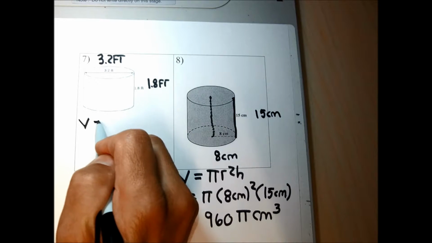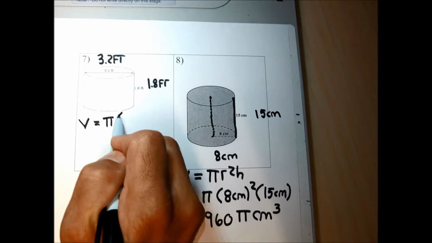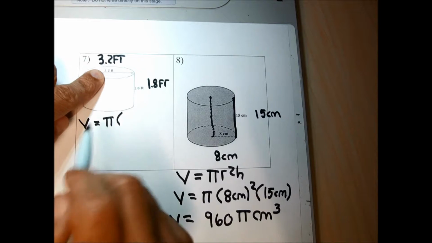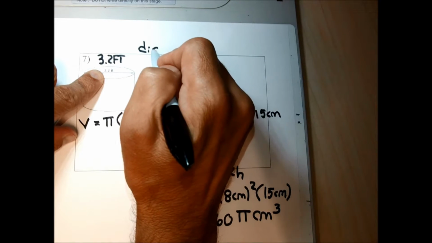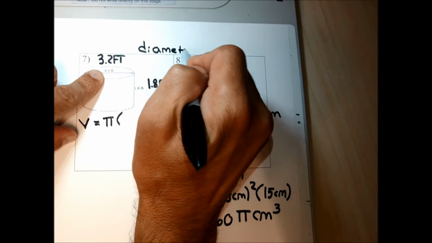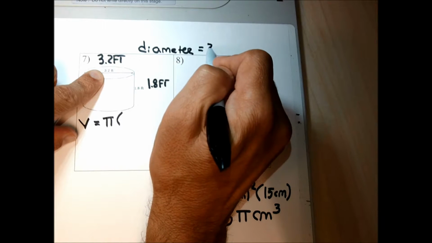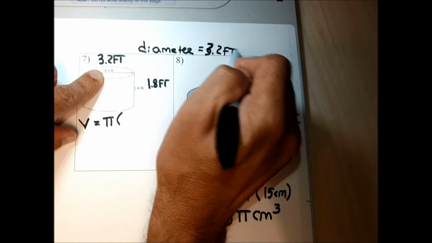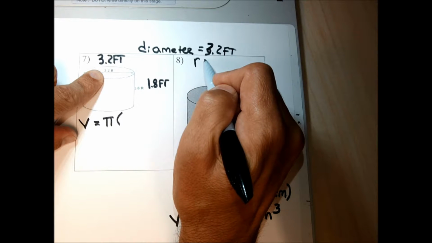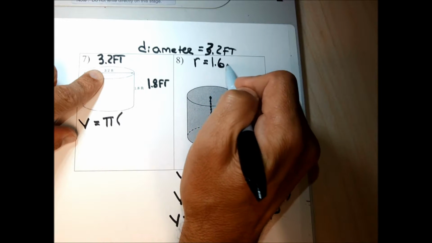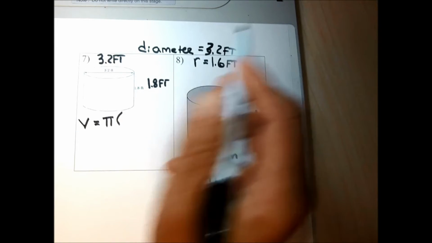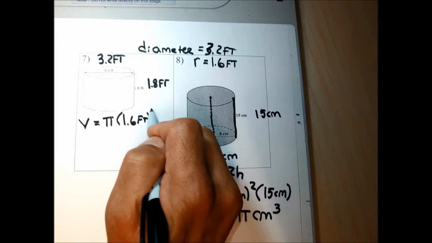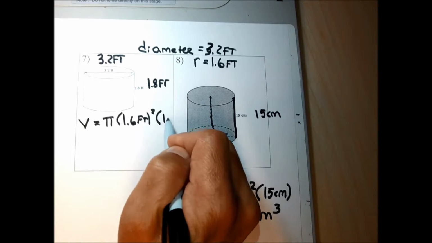I'll say the volume equals pi. Oh, there's a trick here. This 3.2 feet is diameter. So in your problem, you have a diameter of 3.2 feet. That's not a radius. A radius is half a diameter. Divide that by 2 and you'll get 1.6 feet for your radius. And so I'm going to do 1.6 feet squared and then times 1.8 feet.